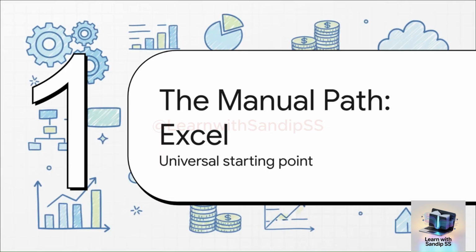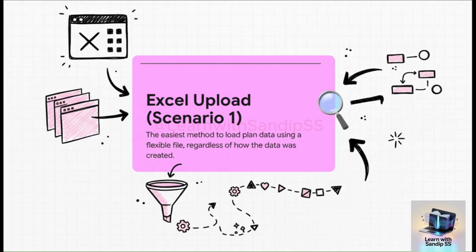First up, the manual path. What's the one tool you will find in every single finance department on the entire planet? Yep, it's Excel. This is your classic upload method, the universal language of numbers, and you bet SAP fully supports it. So what is it exactly? Well, to put it simply, it is the easiest method out there. You take your plan data, you pop it into a flexible file format, and you upload it. Doesn't matter where that data came from. It's a very, very straightforward approach.